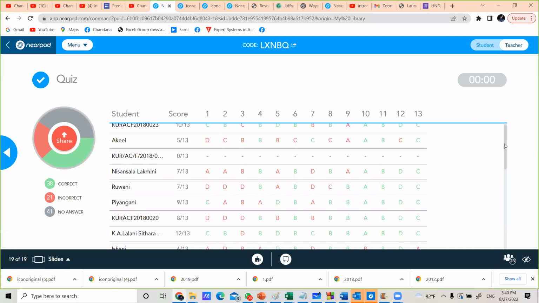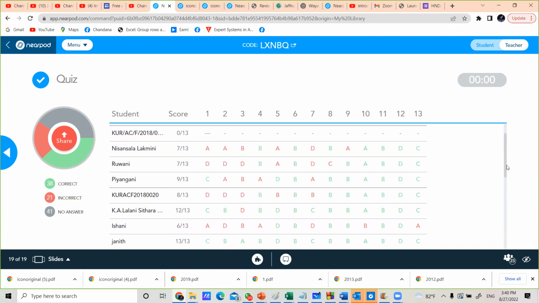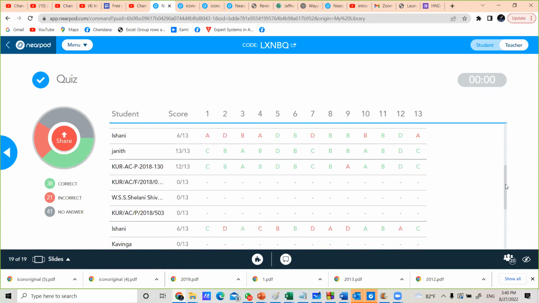Then look at the scores. 0, 23 got 10 marks out of 13. And who got the highest here? Yes, Janit got 13 out of 13. That's good actually. In that earlier fill in the blanks activity, I think Janit got a lower mark, 5 or something like that. This time 13 out of 13. That's good, a good improvement.